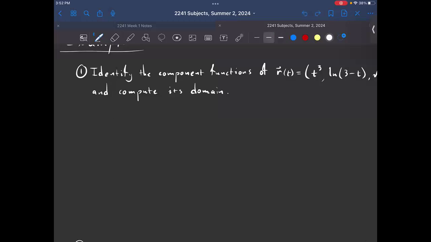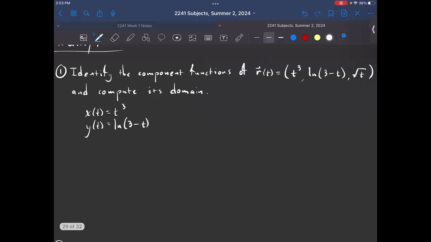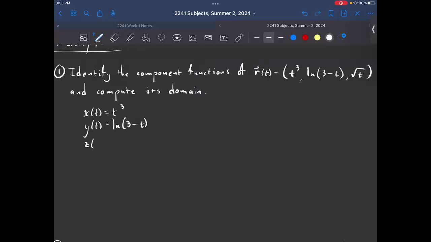And sometimes these are better written as x of t equals t cubed, y of t equals log 3 minus t, and then what was z? It was the square root of t. Okay, so those are our component functions. Now let's finish off the question and say, what is its domain?